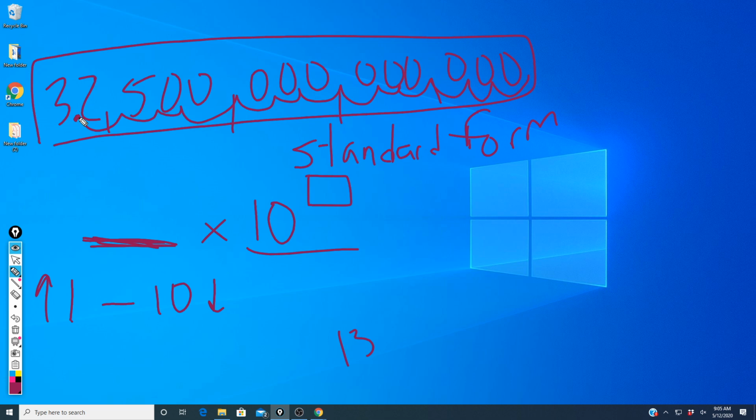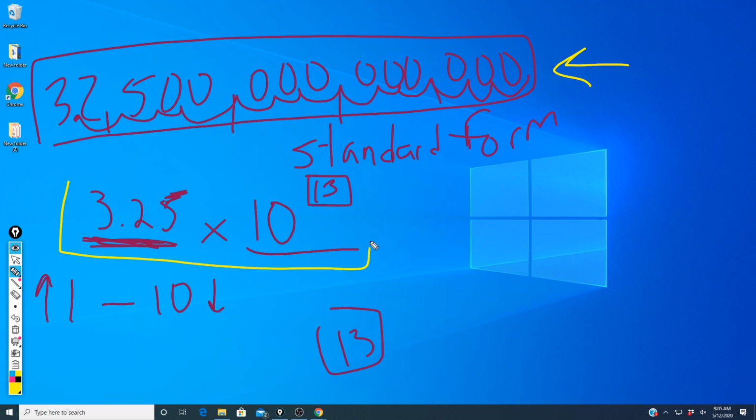So when we move that over right there, we find out that that first factor can now be 3.25, times 10. And how many times did we move that decimal over? Remember, we moved it over 13. We moved that decimal 13 times to the left. So this number was written in standard form, while this number was written in scientific notation.